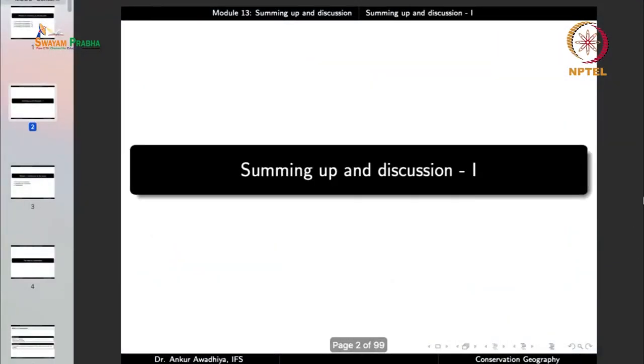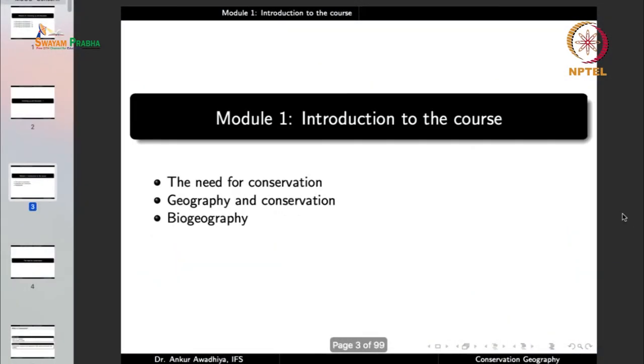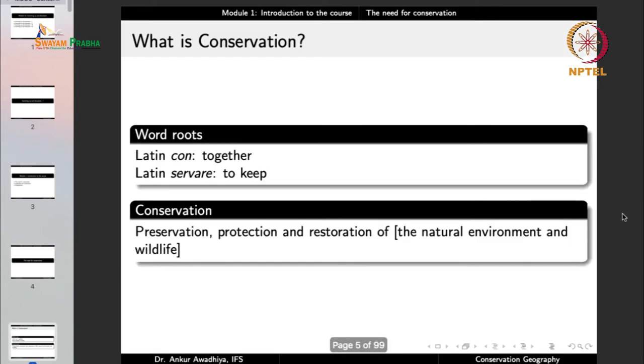Namaste. Today we begin the last module, which is summing up and discussion. In this module, we are going to go through each and every lecture to summarize the salient points and to discuss their implications from a point of view of conservation. So, in the first module, we looked at three lectures: the need for conservation, geography and conservation, and biogeography.